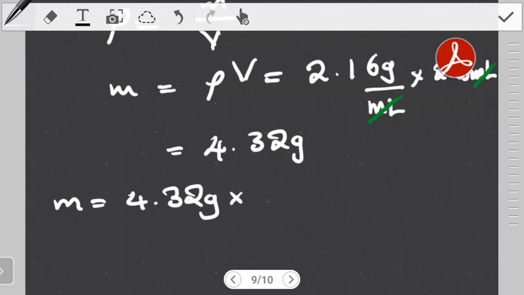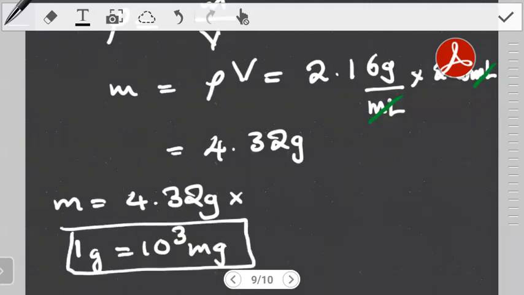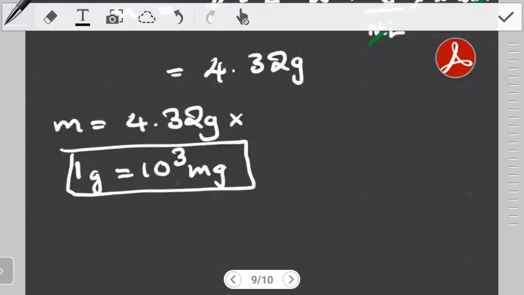In this case, I always tend to use the positive powers. So I'll say 1 gram is equal to 10 to the power positive 3 milligrams. This is the relationship I'm going to use. If you wanted to use the negative relationship, the one with the negative power, you'd have to say 1 milligram is equal to 1 times 10 to the power negative 3 grams.